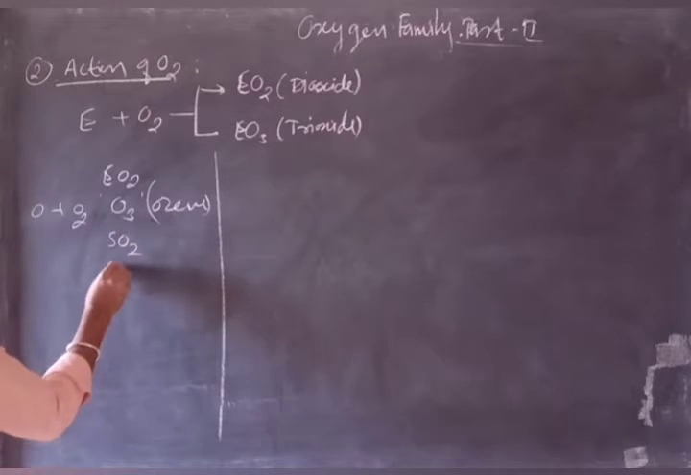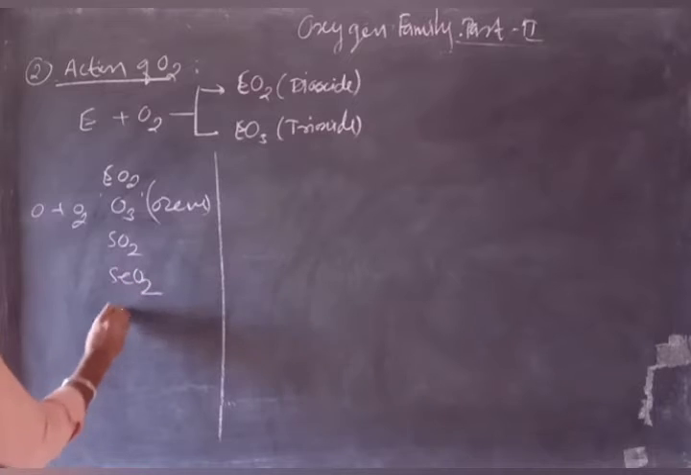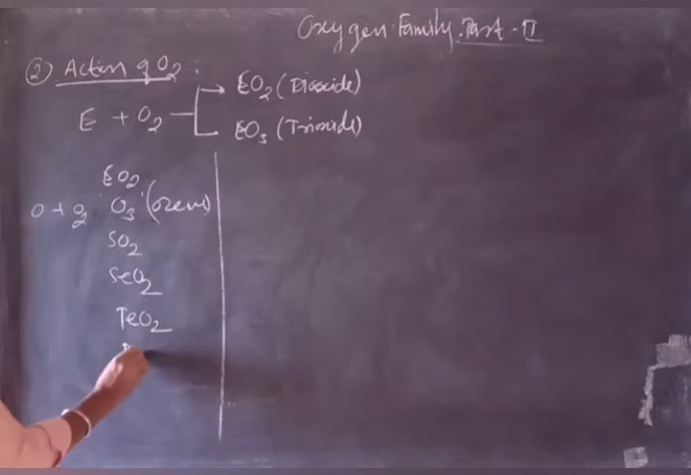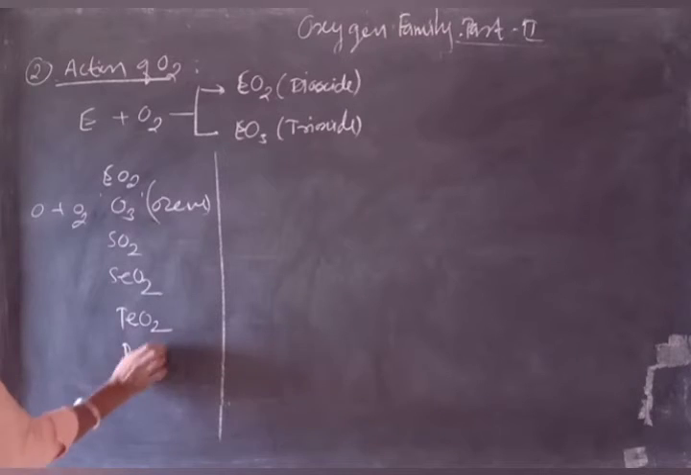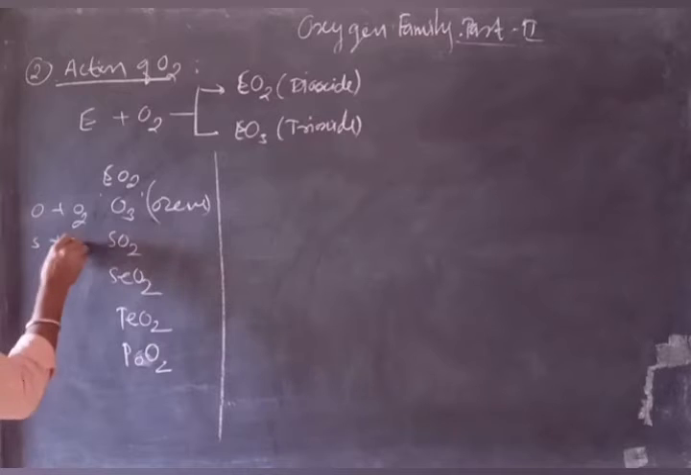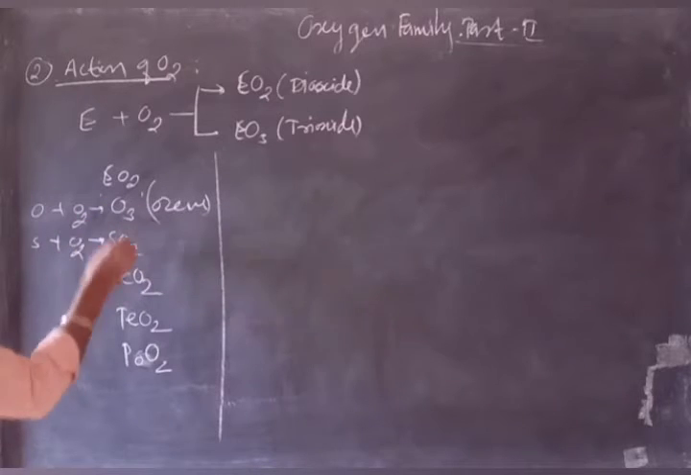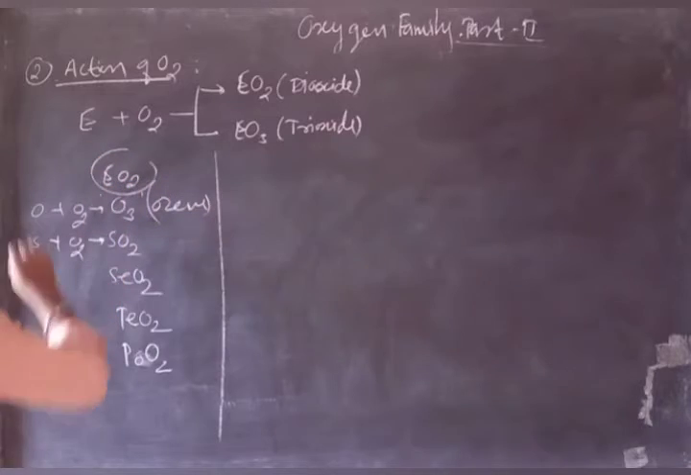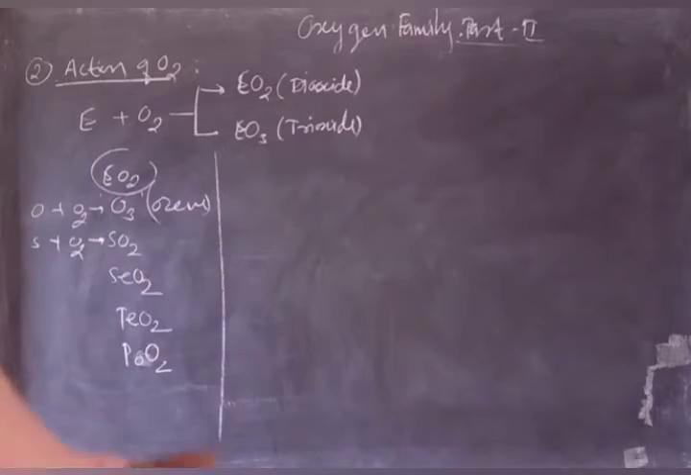Similarly, SO2, SeO2, TeO2, tellurium oxide, and polonium dioxide are going to be formed. Here the sulfur is going to react with oxygen to give such types of oxides. These are the dioxides of this oxygen family.